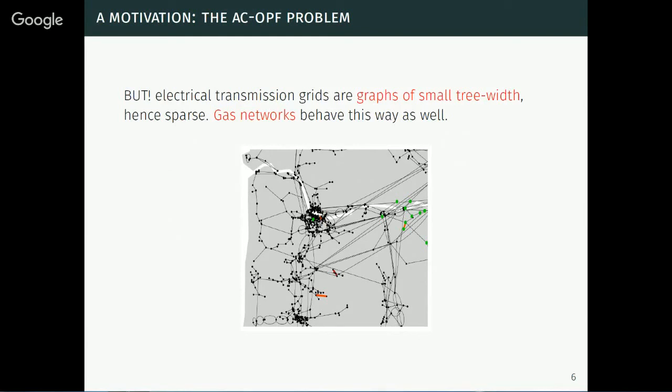If you have a big country, usually in transmission grids you have a cluster, and then another cluster, and they're just joined by one line in a tree-way. They're not all connected. So we want to exploit that in this case. And recently, someone told us that gas networks are also graphs of small tree width, and apparently there are interesting problems there as well. So we'll try to do something with that.